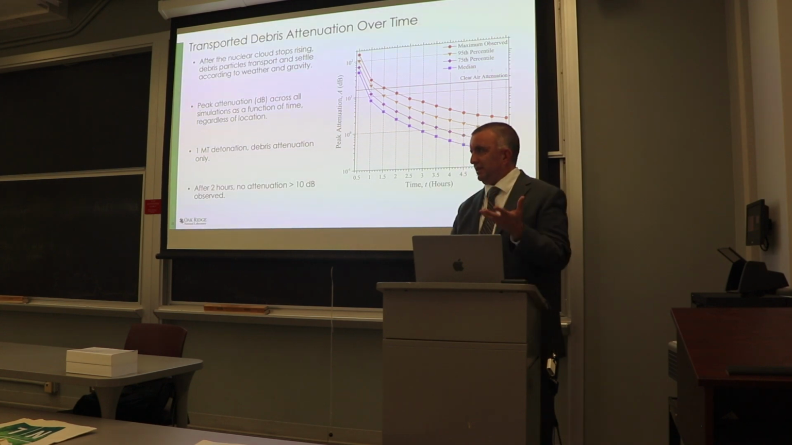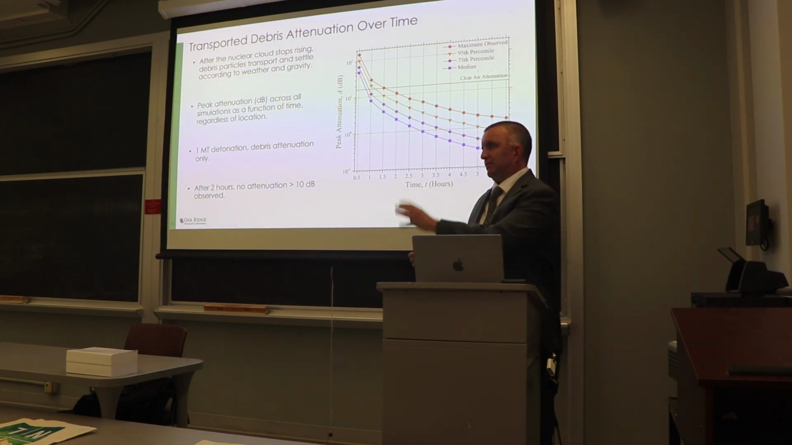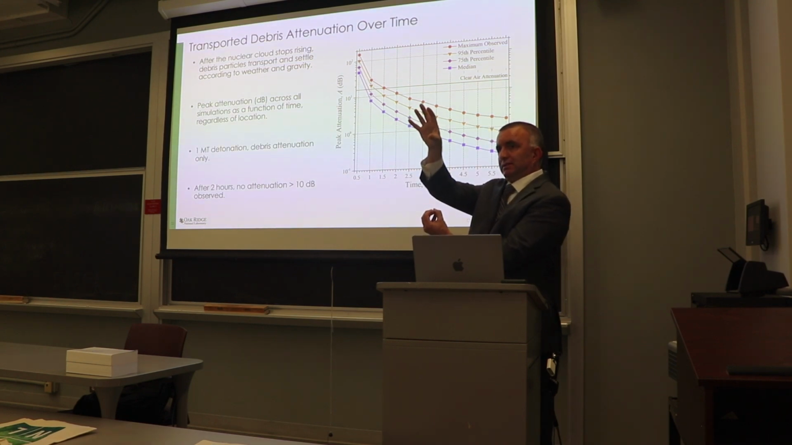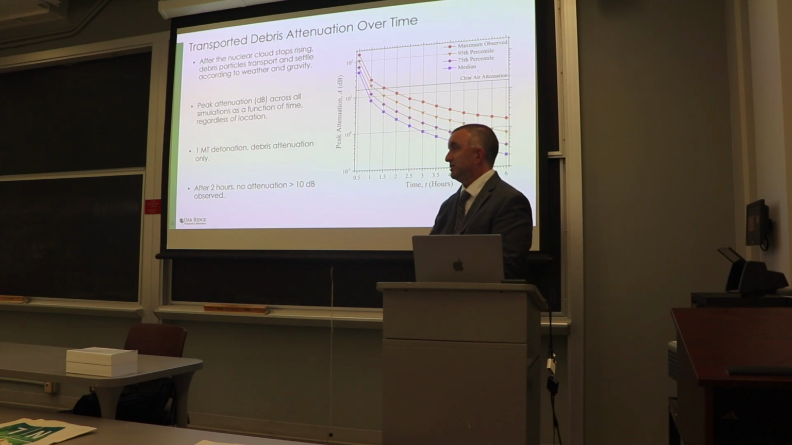And so it can be a very strong effect, especially for high yield explosions, but it's one that does tend to go away very quickly. And fortunately, if you're thinking of a stationary ground station, as the cloud moves, it's over, and then it's not over the station. So it's a very transient effect, even when it is applicable.